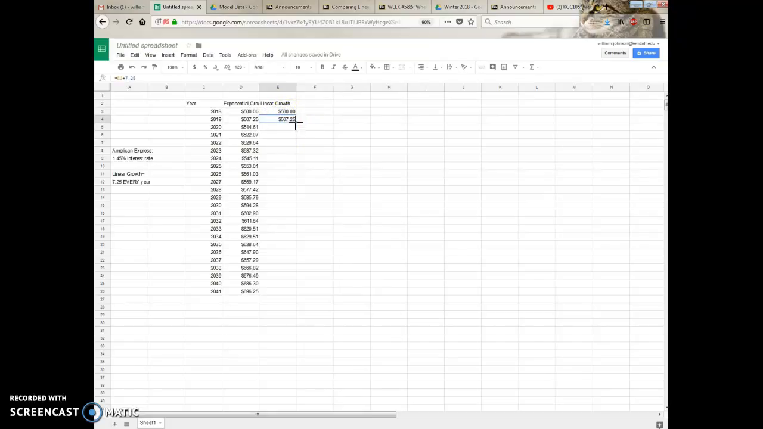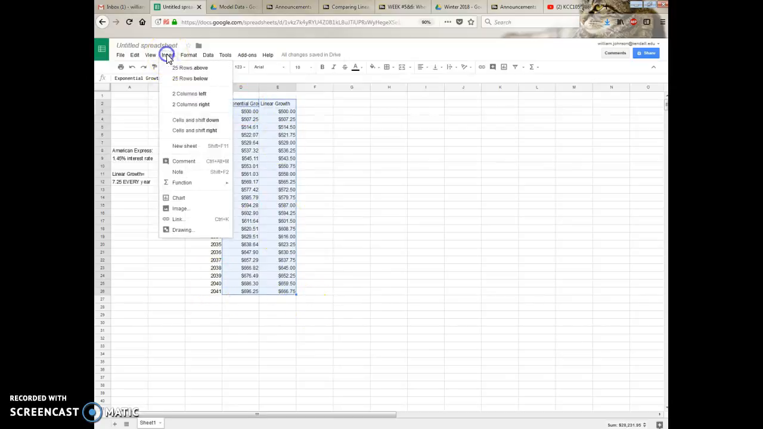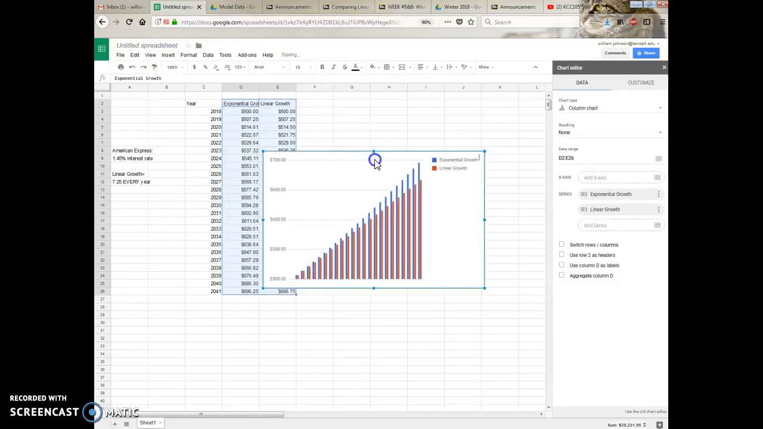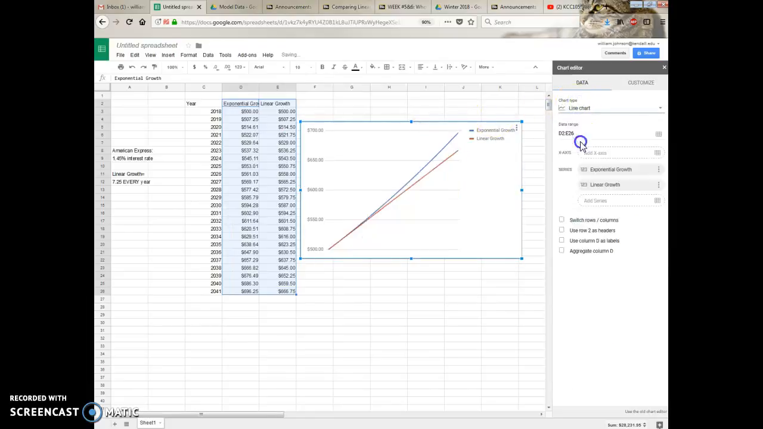So in other words, you're assuming it changes the same every time. I know it doesn't, but we're assuming it does. Then once you make that assumption, you highlight all the money numbers, not the years. Insert, chart. Hey, we get this. Let's dress it up. Let's make it a line graph. And then this is a graph that we can put in our graphic for week 5 and 6.